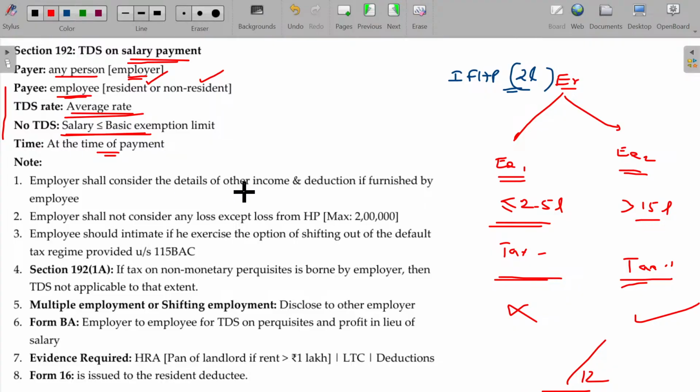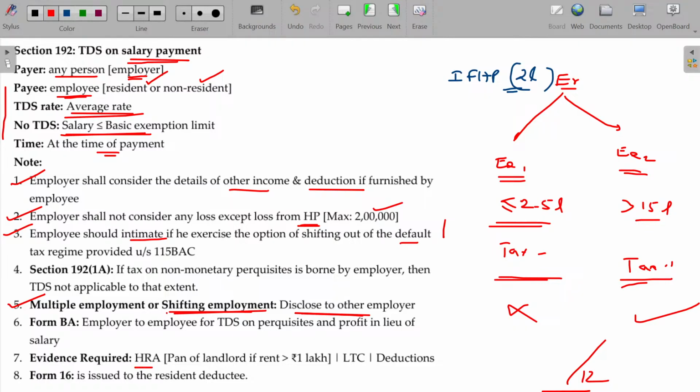So the employer shall consider the details of other income and deductions if furnished by the employee. In case of income from house property, the maximum loss that can be set off is only 2 lakhs, and he has to intimate whether he opts for the default tax regime or the regular one. He may also be employed with two or three employers, full time with X and part time with Y. He can intimate that he has earned salary from another employer also, give this detail to one of the employers, and ask him to pay the tax on both incomes. That is also possible. With multiple employment or a change of employment, he has to disclose it to the other employer.